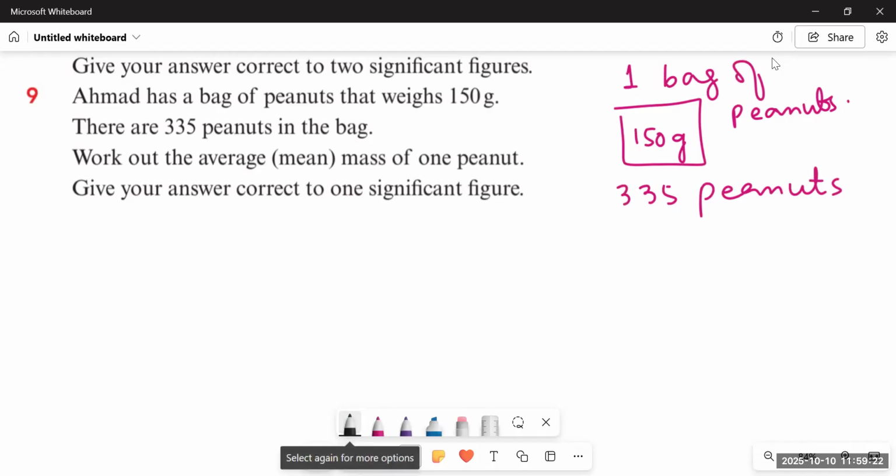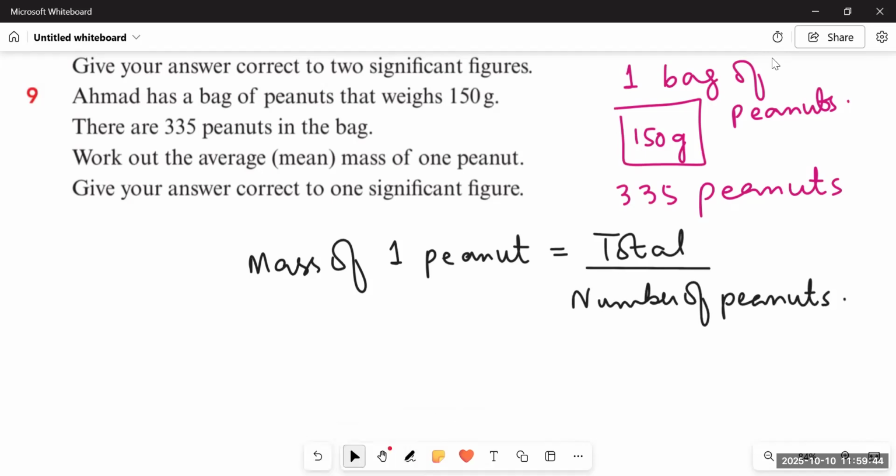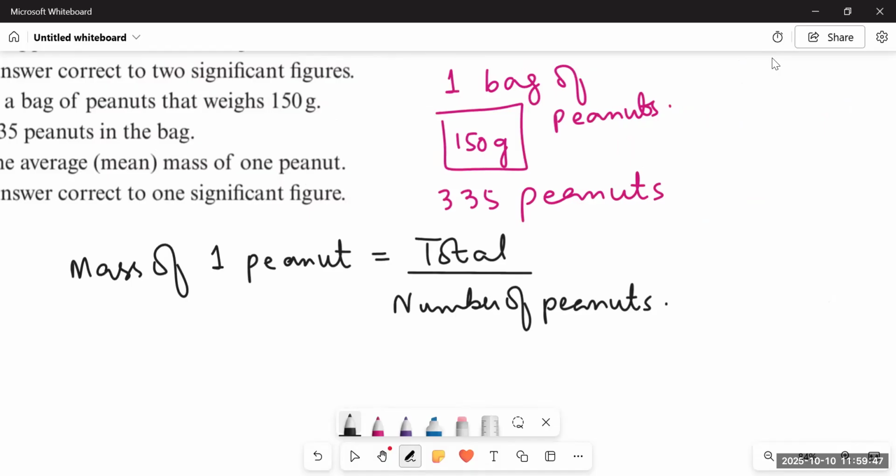Since we have to calculate the mass of one peanut, we can easily calculate it by simply dividing the total mass by the number of peanuts. It means when we divide 150 by 335, we will get the mass of one peanut.